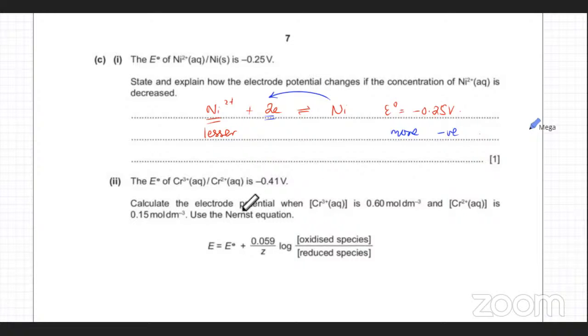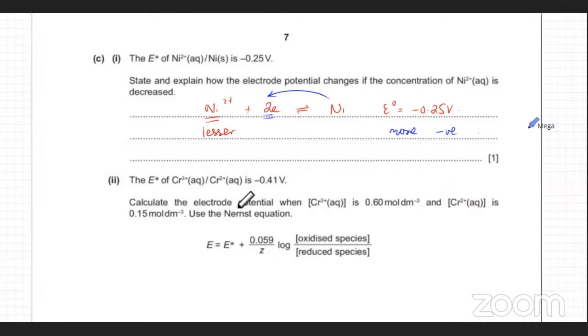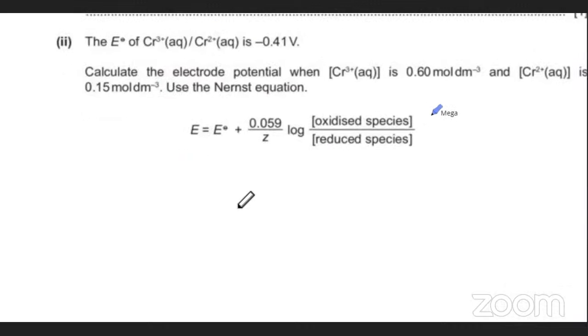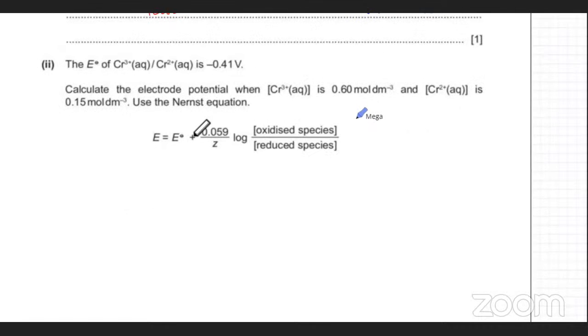Then you've got the other one, where you're given the Nernst equation, which is exactly this one. The Nernst equation is for non-standard electrode potentials, the ones where you don't have a naught at the top. So it's a non-standard potential, because the concentration is non-standard. You're given this electrode, and all you have to do is plug in the values. The first thing is I'm going to write down the electrode equation, which is this one.